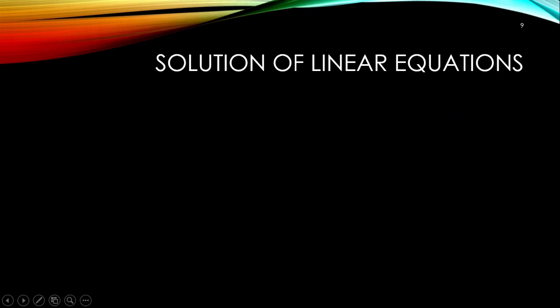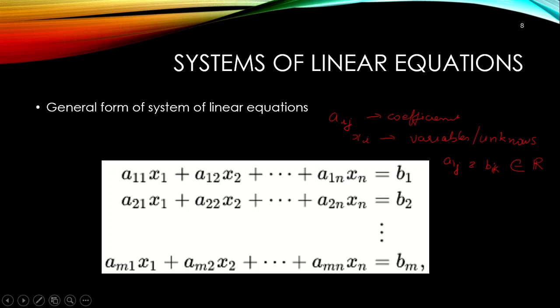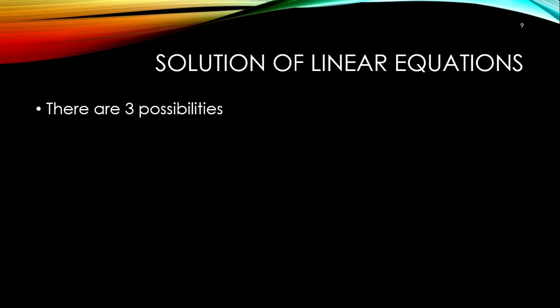Then next is how to find the solution of linear equations. Solution is nothing but finding the value of these unknowns. Finding the value of these unknowns is named the solution for the linear equations. There are 3 possibilities when we try to find the solution of linear equations. One is there may not be any solution for the set of linear equations.